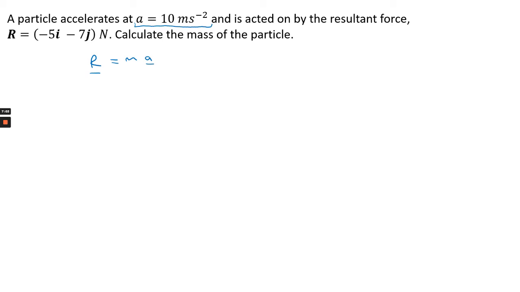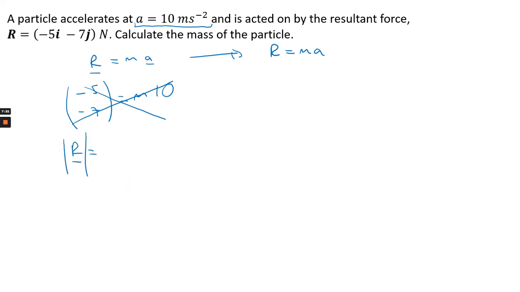Okay, but I need to notice here that I've been given a magnitude. So I can't say that minus 5 minus 7 equals mass times 10, because this equation is mixing a vector with a scalar, and so my value of mass will be a vector, which I do not want. So I actually need to say that the magnitude of the resultant force is equal to the mass times the acceleration. That means I need to calculate the magnitude of the resultant force, which is as easy as doing negative 5 squared plus negative 7 squared, and then square root my answer.